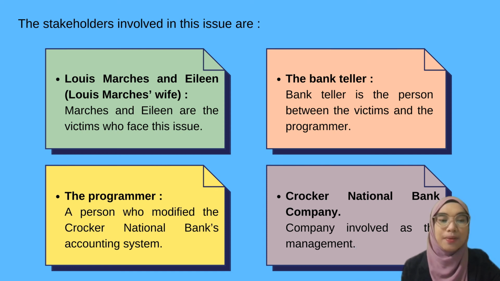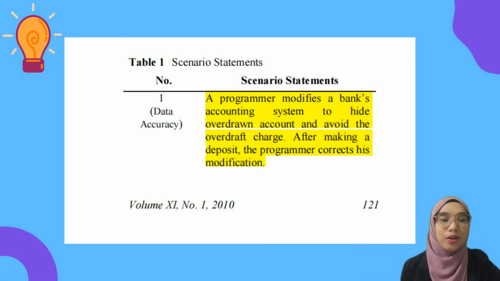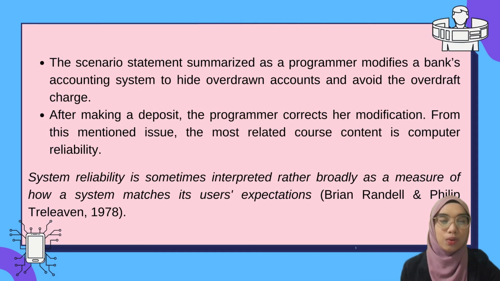The bank teller is the person between the victims and the programmer who modified the Crocker National Bank's accounting system. The scenario statement is summarized as: the programmer modifies a bank accounting system to hide overdrawn accounts and avoid the overdraft charge. After making a deposit, the programmer corrects her modification. From this issue, the most related course content is computer reliability.